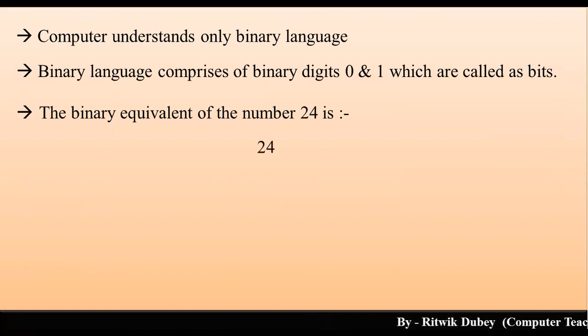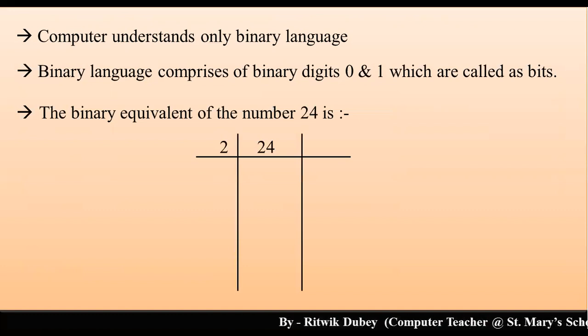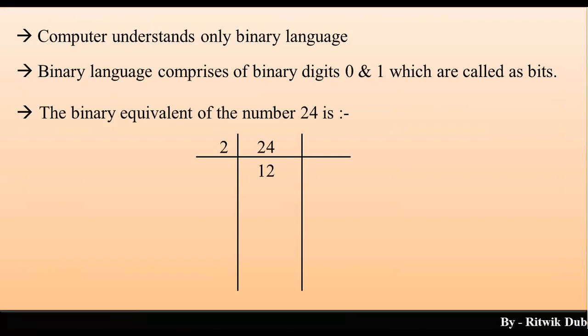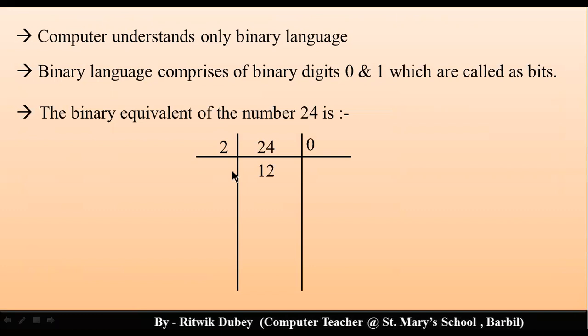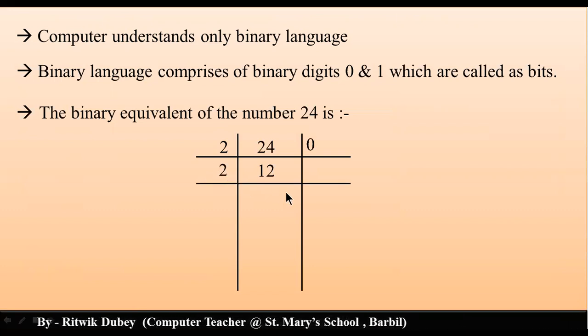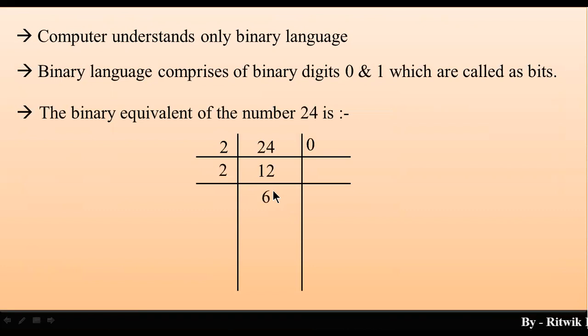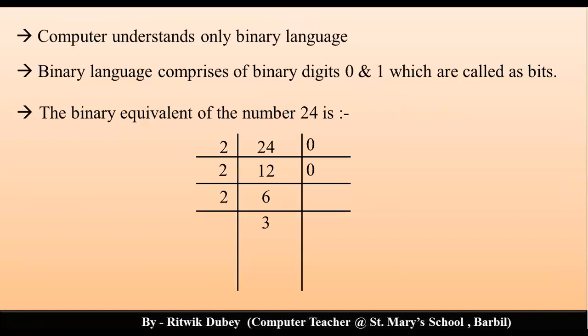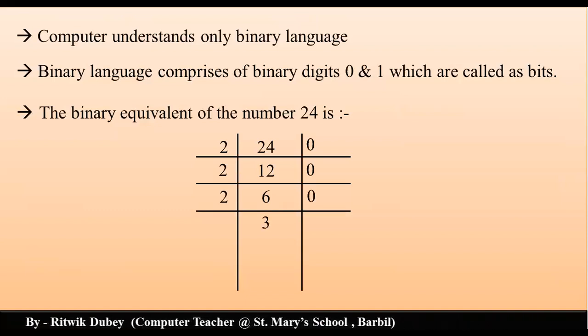How to find? See, we have to divide 24 by 2. So 2 12s are 24. What is the remainder? 0. Write 0 at the right side. Then again divide 12 by 2. So 2 6s are 12. What is the remainder? 0. Write 0 at the right side. Then 2 3s are 6. What is the remainder? Again 0. So write 0 at the right side.